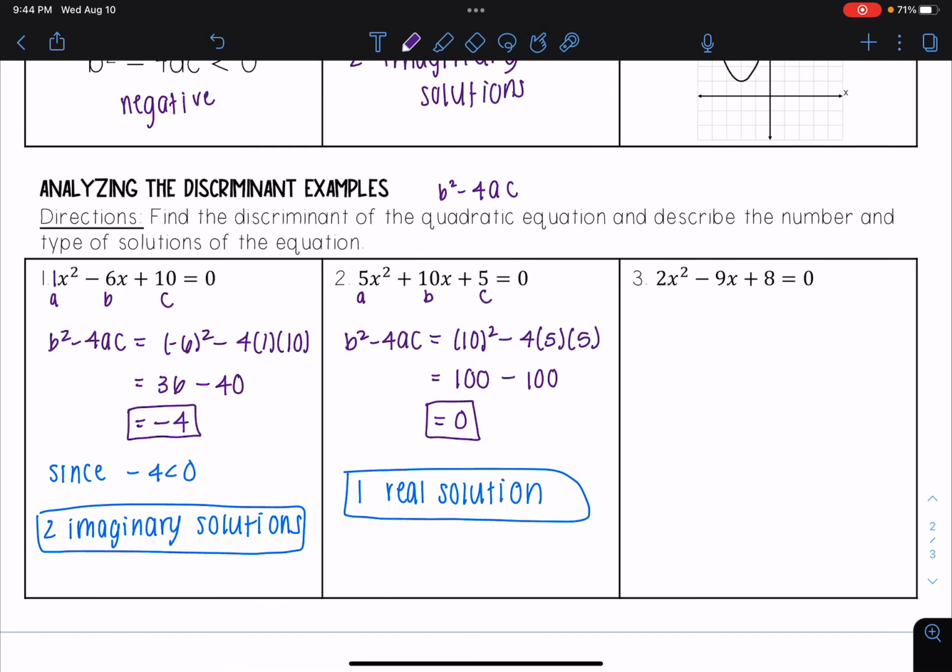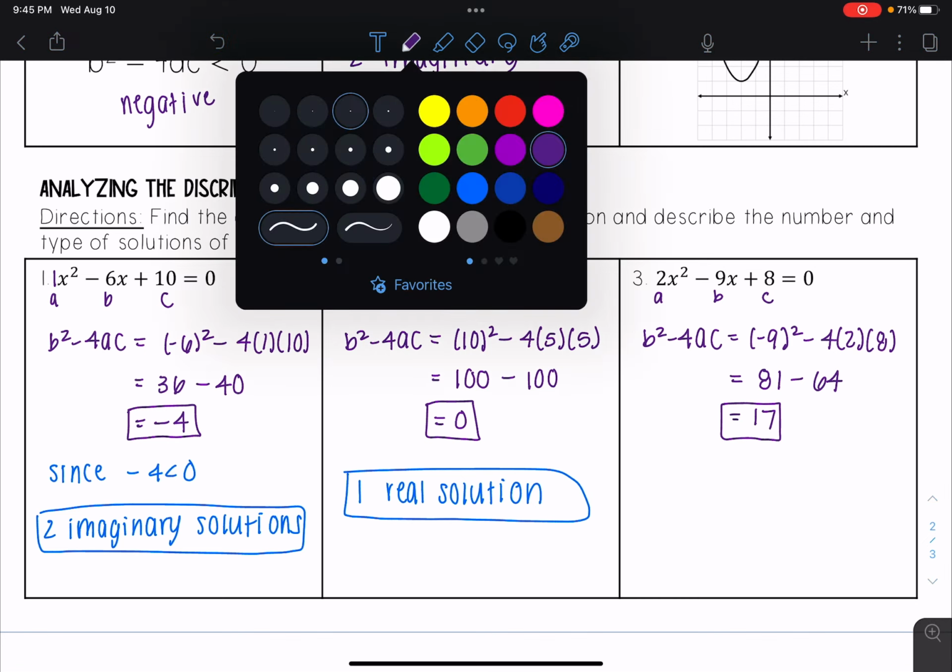Okay, let's look at one last one. Here I have 2x squared minus 9x plus 8 is equal to 0. So first labeling my a, b, and c, I have a is 2, b is negative 9, and c is 8. So filling in my formula, I get negative 9 squared minus 4 times 2 times 8. Negative 9 squared, I get 81, minus 4 times 2 is 8. 8 times 8 is 64. And 81 minus 64, I get 17 as my discriminant.